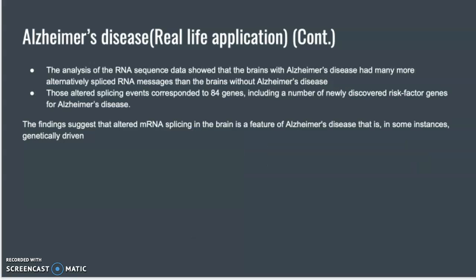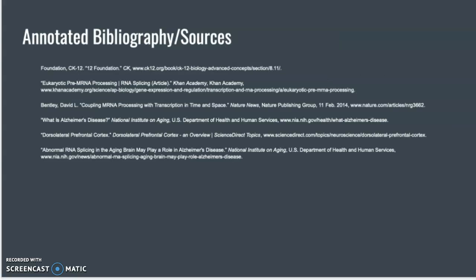The analysis of the RNA sequence data showed that the brains with Alzheimer's disease had more alternatively spliced RNA messages than the brains without Alzheimer's disease. Those altered splicing events corresponded to 84 genes, including a number of newly discovered risk factors for Alzheimer's disease. The findings suggest that altered RNA splicing in the brain is a feature of Alzheimer's disease that is in some cases genetically driven.